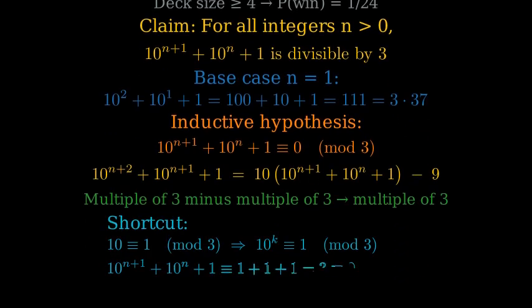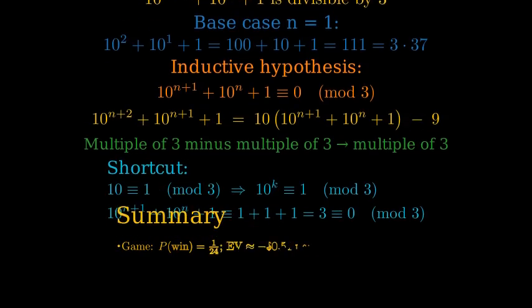Because 10 is congruent to 1 modulo 3, any power of 10 is also congruent to 1 modulo 3. So 10^(n+1) + 10^n + 1 is congruent to 1 + 1 + 1, which is 3, and that is 0 modulo 3.